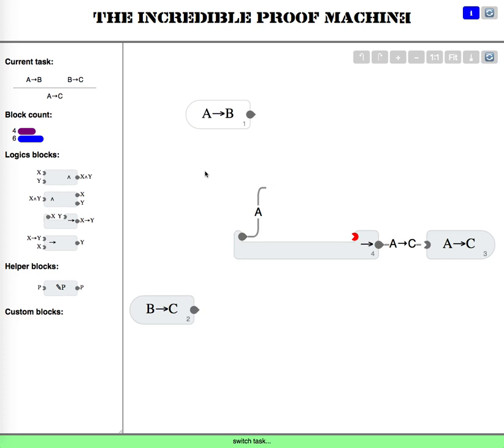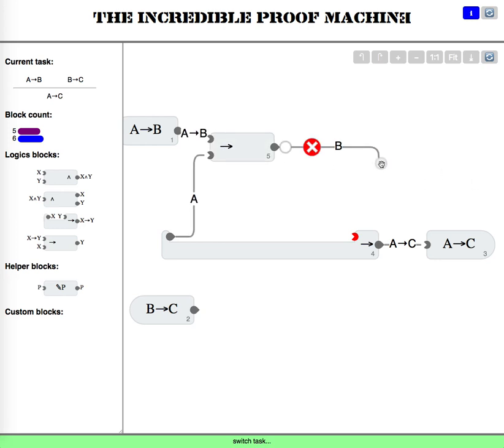So let's do this. We know that A implies B is true, and then inside of here, we're going to assume that A is true. When we combine those two concepts together, what do we get? Well, we get that B is true.